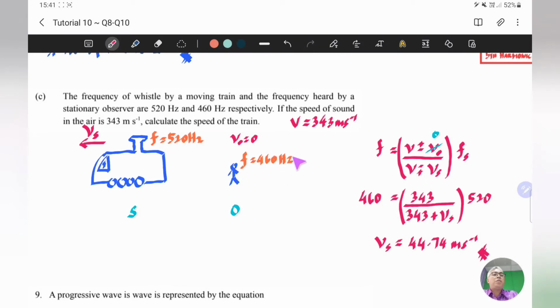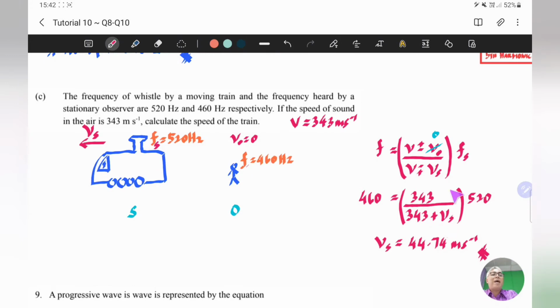The frequency received by the observer is lesser than the frequency of the source. This is the frequency of the source, and this is the frequency of the observer, lesser. So the frequency received by the observer is lesser than the source. So the value at the bottom here should be greater, because they are inversely proportional. When the value at the bottom is greater, it gives you a smaller f here. They are inversely proportional, so it must be plus.